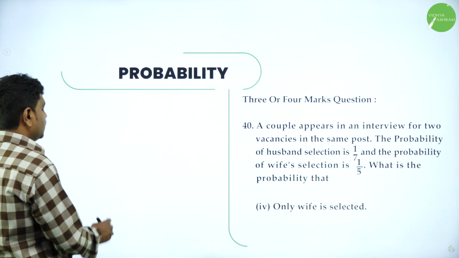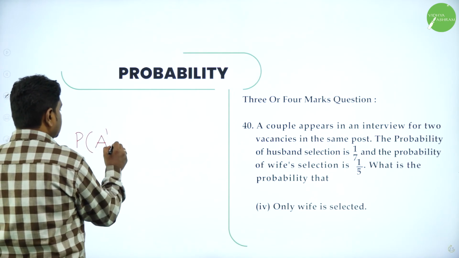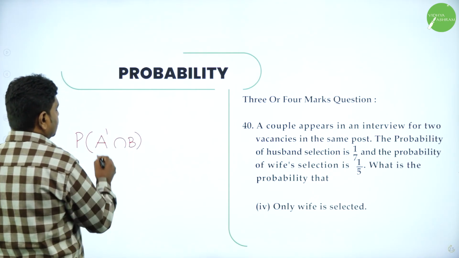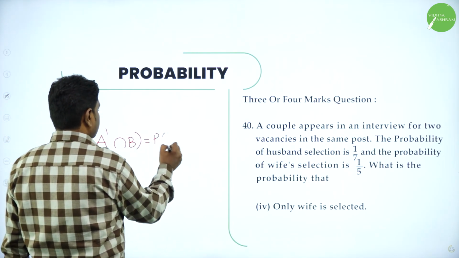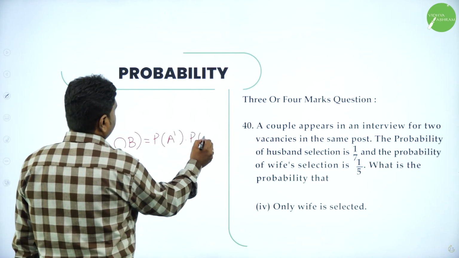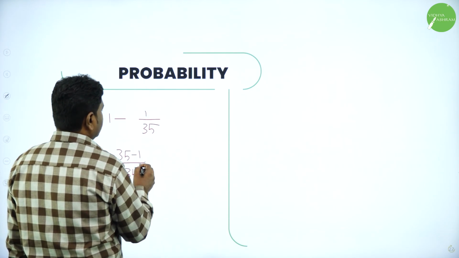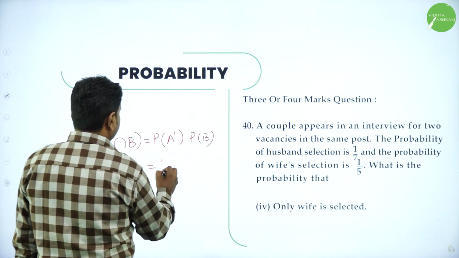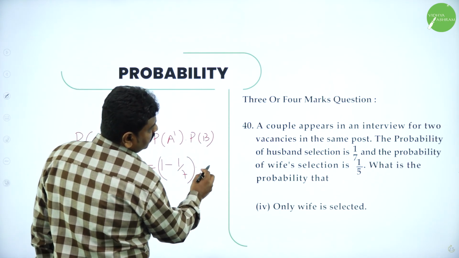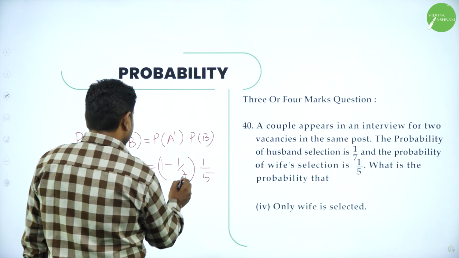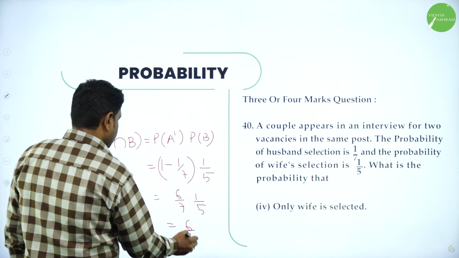Only wife is selected. Only wife is selected means P of A dash and B. Husband not selected, wife selected. P of A dash into P of B. What is P of A dash? P of A dash we calculated, or again, P of A dash is 1 minus P of A, 1 minus 1 by 7, into wife selected is what? 1 by 5. 7 minus 1 is 6 by 7 into 1 by 5, 6 by 35.